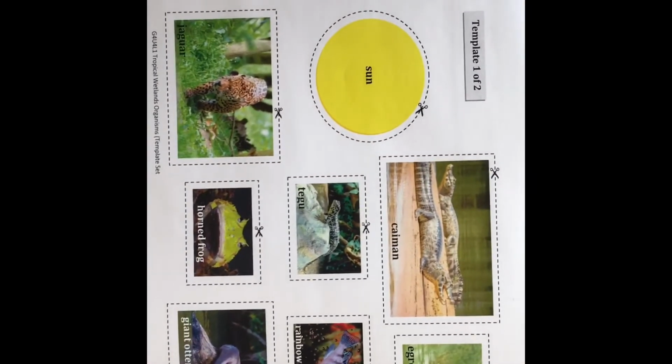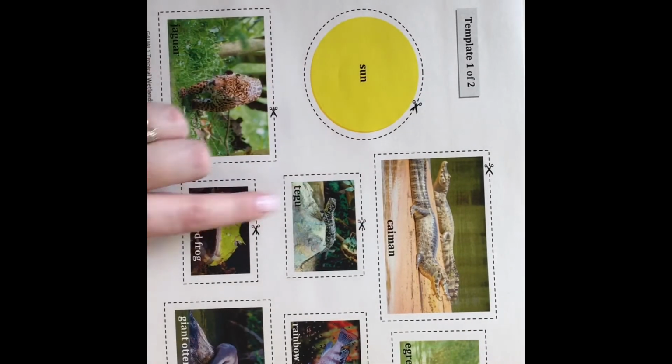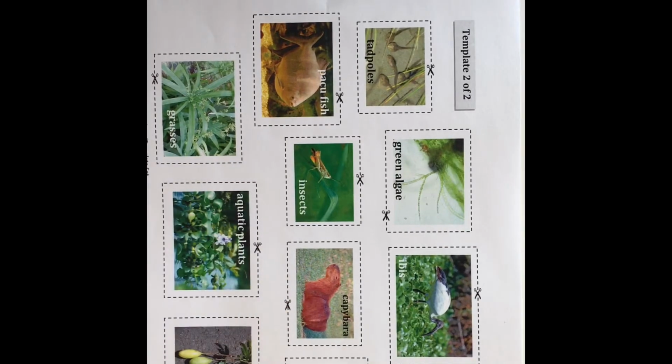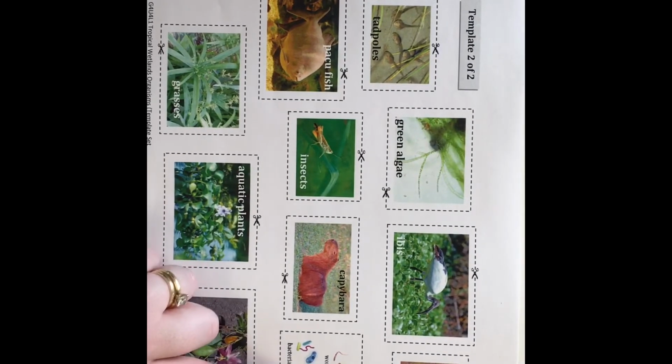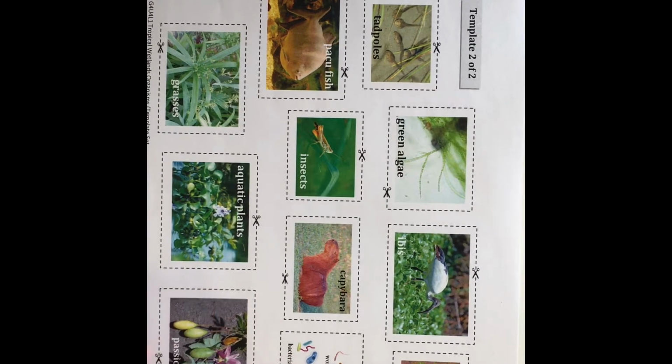So what you need is a big piece of poster board, which you have in front of you. It's one per group. You are also getting 2 pieces of paper. One looks like this. It says template 1 of 2. And there's several different organisms, plus our sun. And then template 2 of 2, which has the other organisms. Look, there's our capybara. You know I love my capybaras. And then we have our other group here of our decomposers. So you're only going to have one picture for decomposers.